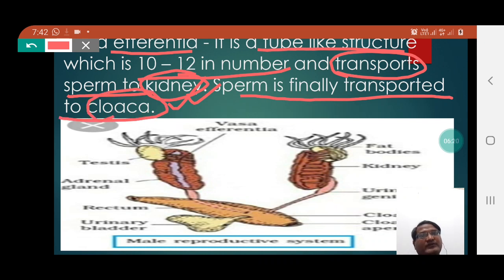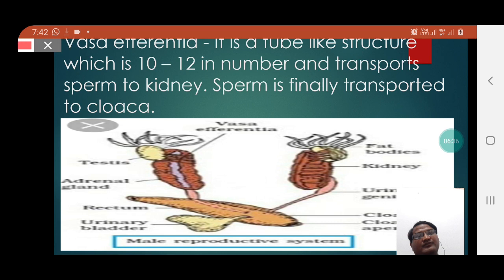So students, here we can easily understand the concept with the help of the picture. The testis, which is, you can see, yellowish ovoid structure which is paired and which further gets connected to the vasa efferentia. So students, here you can notice that the testis is connected to the vasa efferentia, which is 10 to 12 in number and which appears like a tube-like structure. So students, testis synthesizes the sperm and vasa efferentia carries the sperm and dumps it into the kidney.